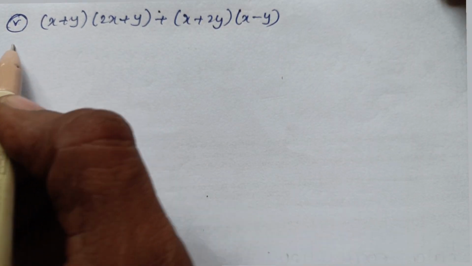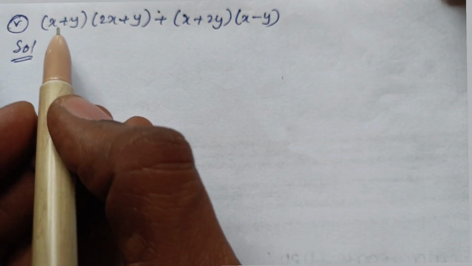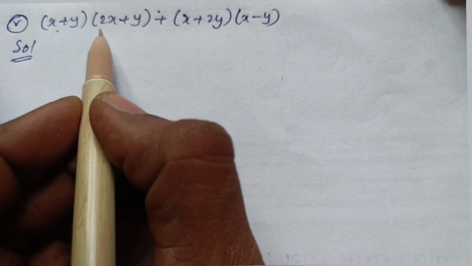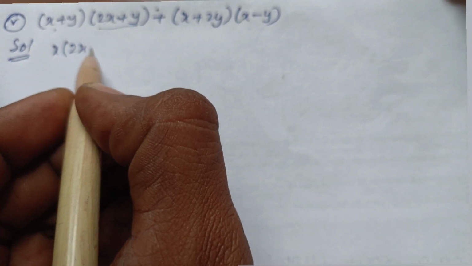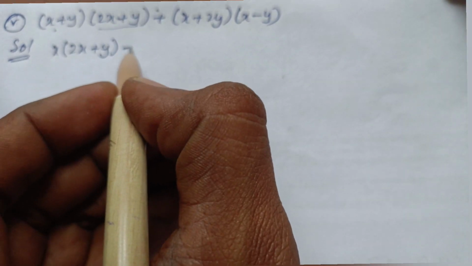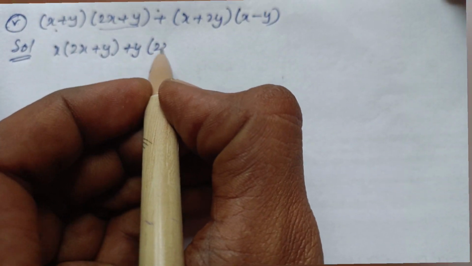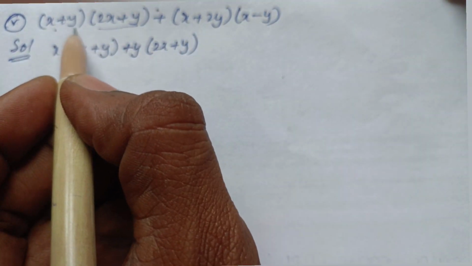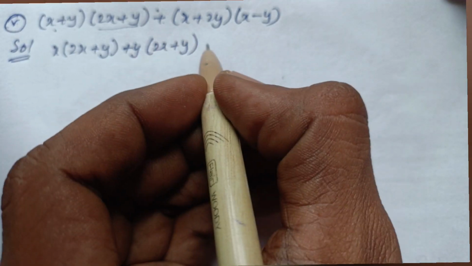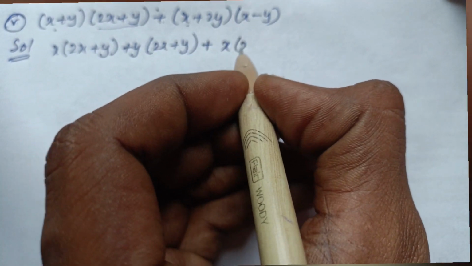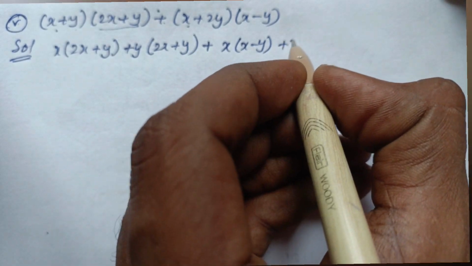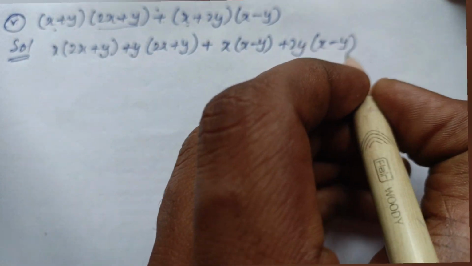Here, the fifth one is given. So let's solve the fifth one. We need to multiply x into the entire term. So we will write x into (2x + y) plus y into (2x + y), this term with the entire term. Now this plus sign as it is, then x into the entire term, that is x into (x - y), plus 2y into (x - y).